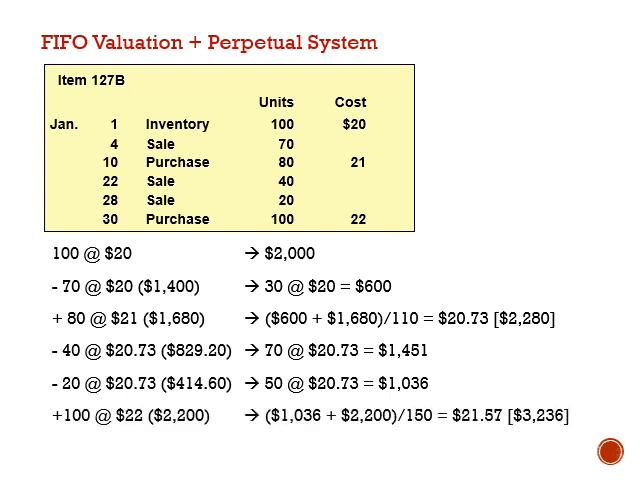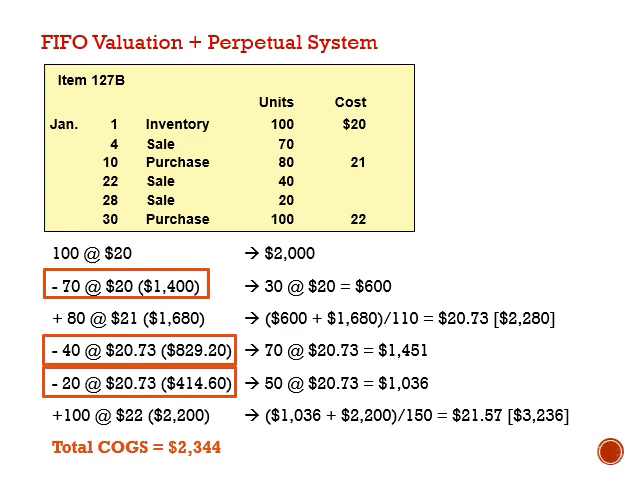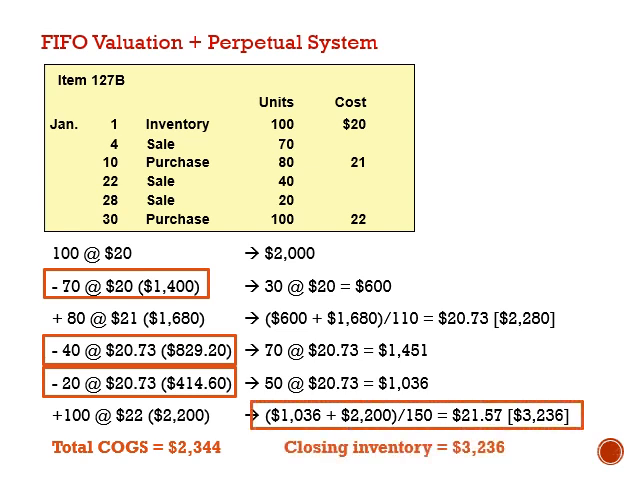On 30th of January, there is a purchase of 100 units at $22 per unit. Since the cost is not equivalent to the existing average cost per unit, we need to do the averaging again by dividing the total cost of available goods with the total number of goods available for sale and get a new average cost per unit of $21.57. In the end, we can determine the total cost of goods sold for the month by adding the cost of goods sold from every sale made, while the closing inventory is already determined at $3,236.